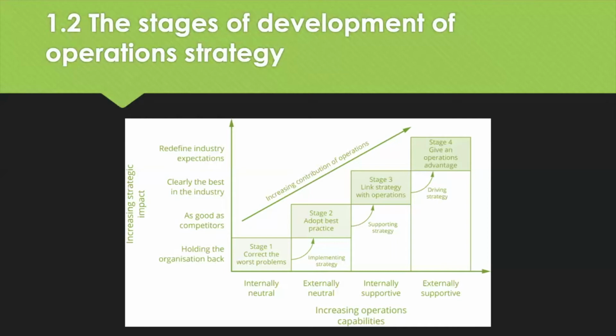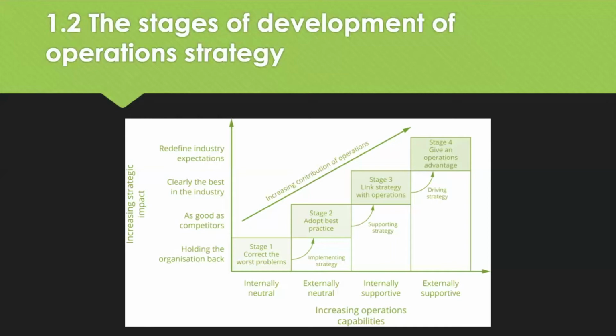Stage 3, internal supportive. The operation management function here will deliver the best capabilities to the organisation, and that implies that the overall competitive strategy of the company can benefit from its operations function. The function may not be performing better than competitors in all operation performance aspects, but generally it's doing well.